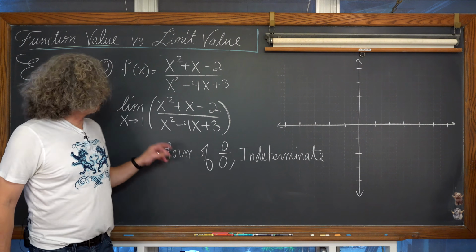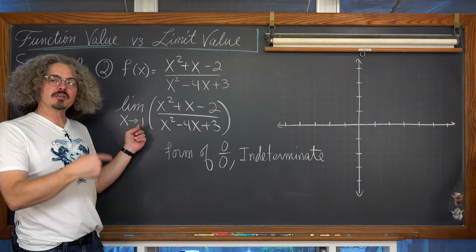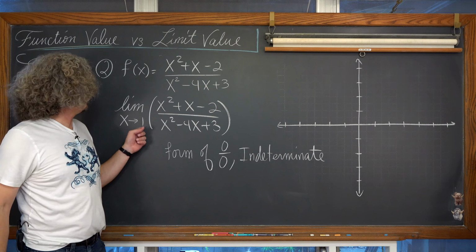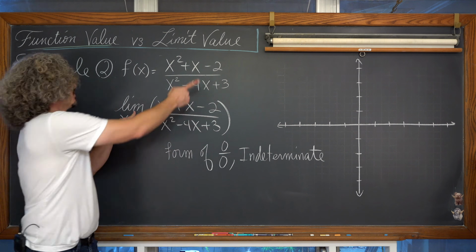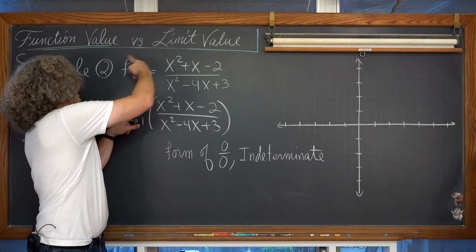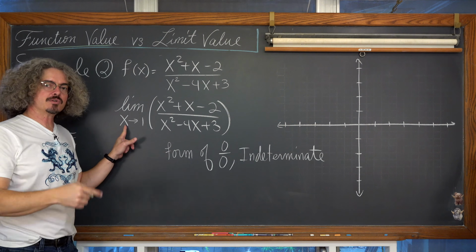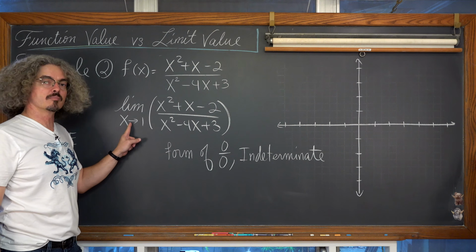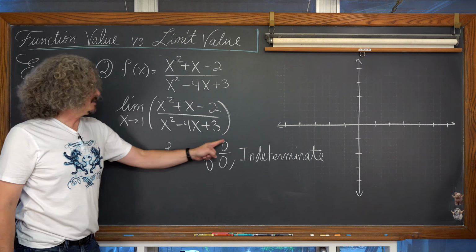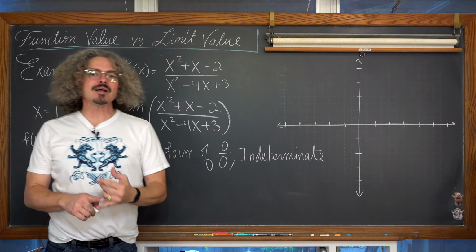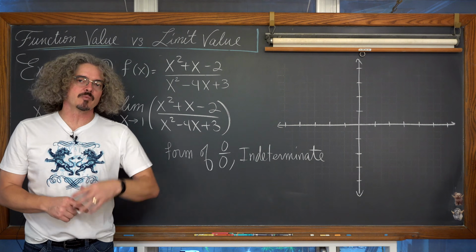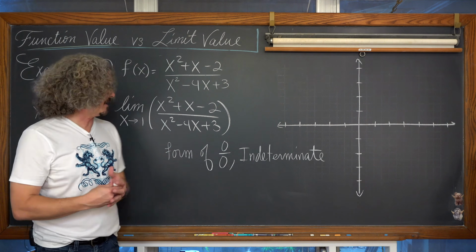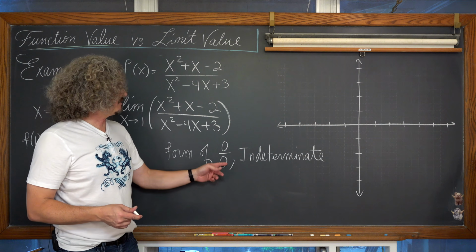When you go to find not a value of a function, but the value that you get from a limit statement, what kind of answer do you get when x is not exactly at 1, but approaching 1? 0 over 0 is a special case, and there are lots and lots of forms of indeterminate. We're going to be learning that later in our calculus course, but this is one form of indeterminate.